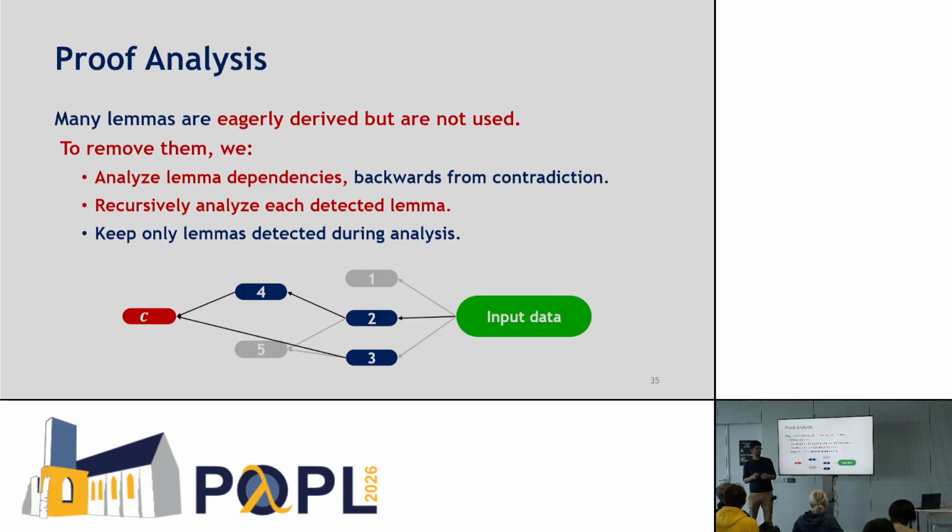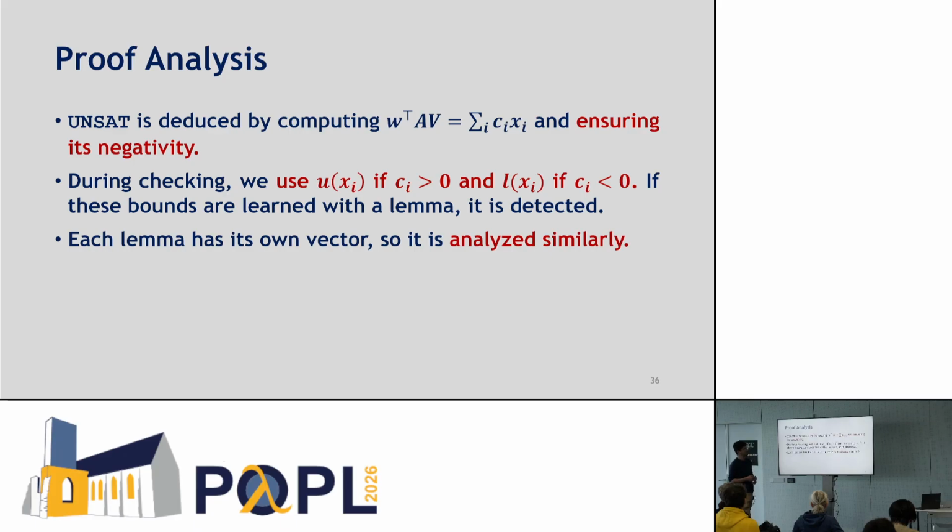And we repeat the process recursively until we reach the input data. So more technically, remember that unsatisfiability is deduced by computing this linear combination, and we need to ensure it's negative. And when we do so, we take the upper bound of variables with a positive coefficient and the lower bound of variables with a negative coefficient, and then we get a number, and if it's negative, then we're done. And note that other bounds that were not used are not really relevant for us.